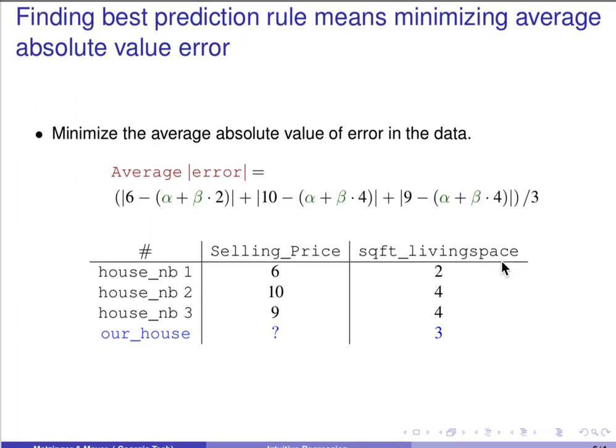So, how do we define a best prediction? We have to measure how well we do in the data set. For example, we can measure the average error size. We take the absolute value of the errors.